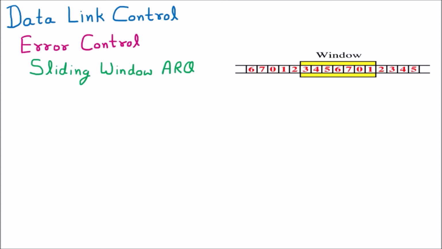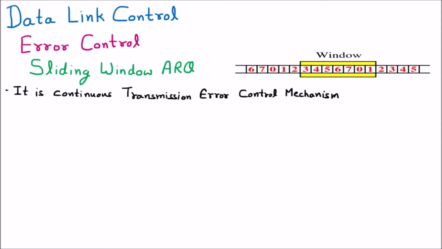Well, it is the continuous transmission error control mechanism. Continuous, because here we are transmitting multiple packets if an error occurs. It is not like stop and wait, where we send a single packet or retransmit a single packet if an error comes. So that's why it is called the continuous transmission error control mechanism.